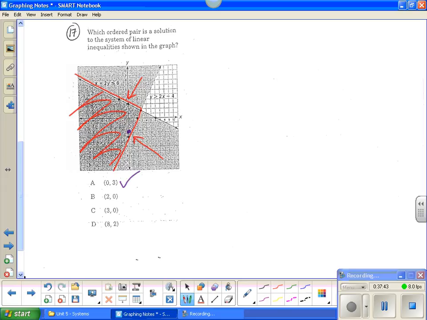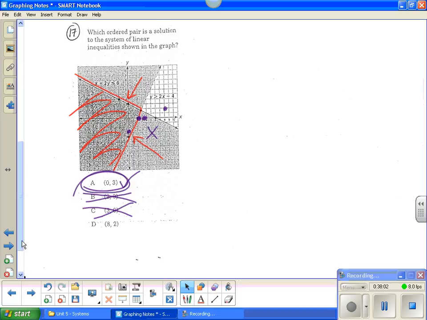Let's try the 2, 0. 2, 0 would put me here on that dotted line, so he does not count. 3, 0 would put me out here, which is just in the single shaded area, which is not good. And 8, 2 is going to put me way over here in no man's land. So the answer there has to be A.